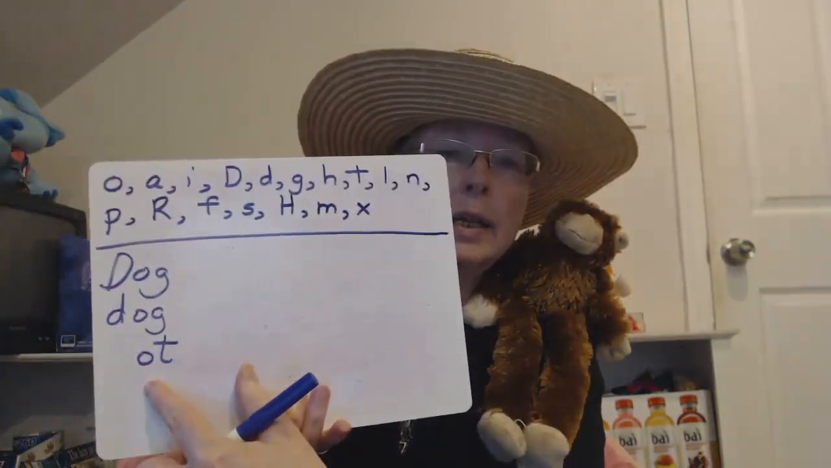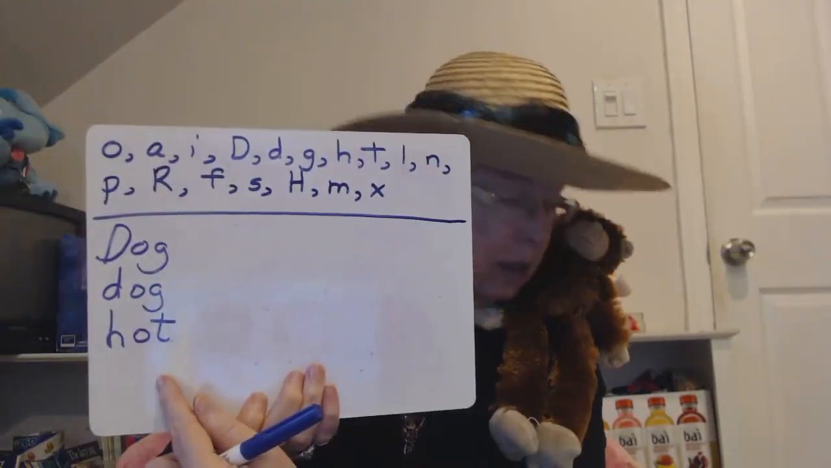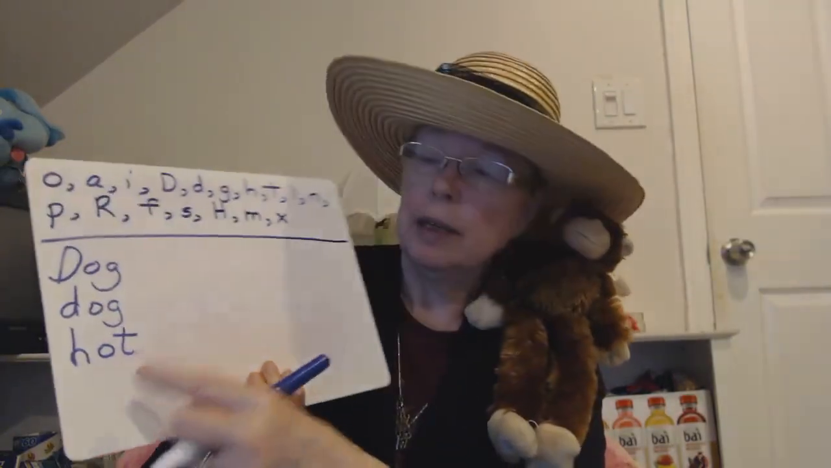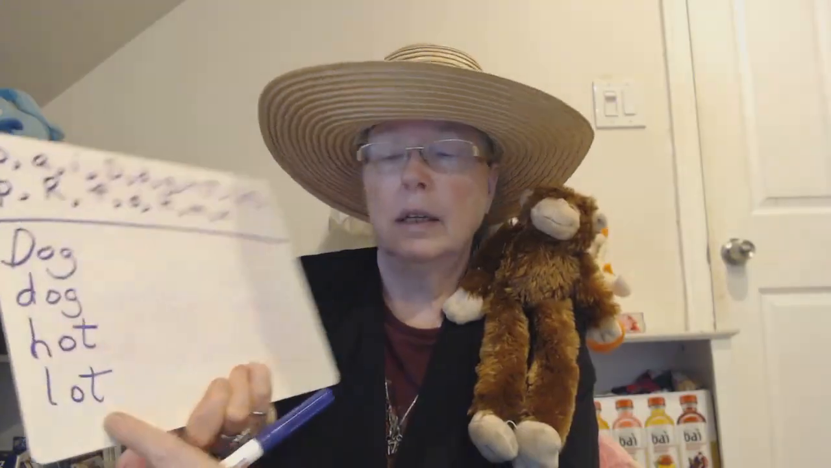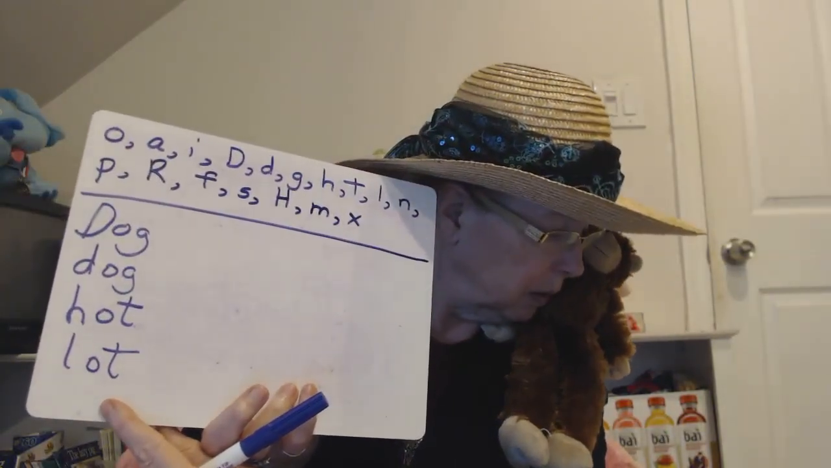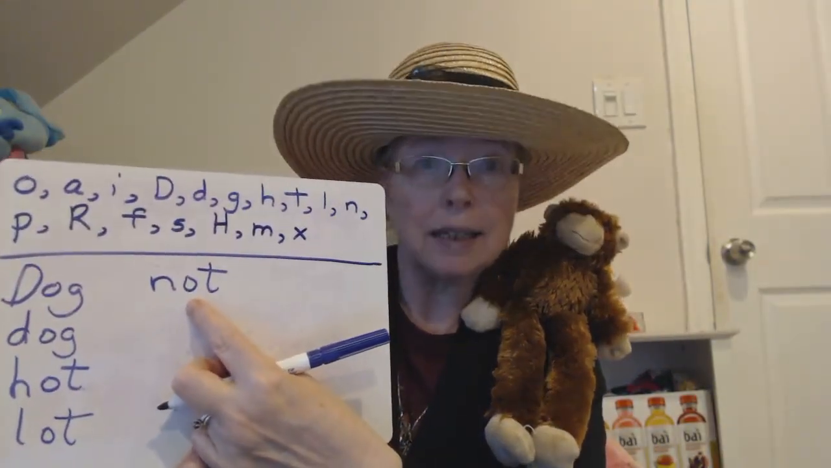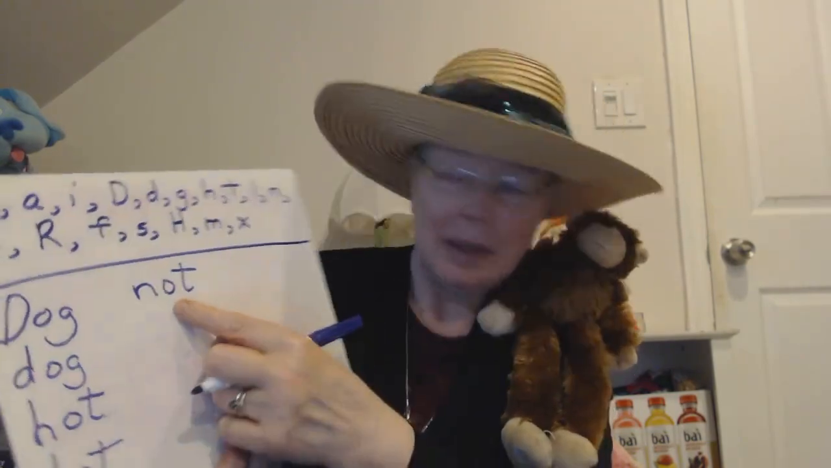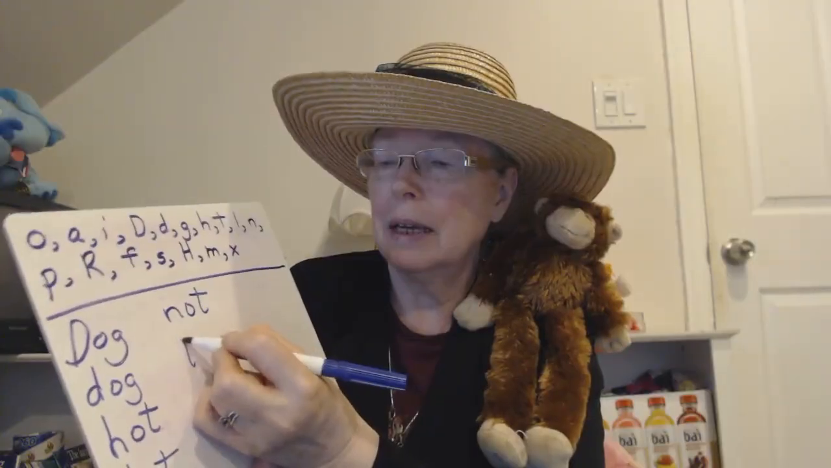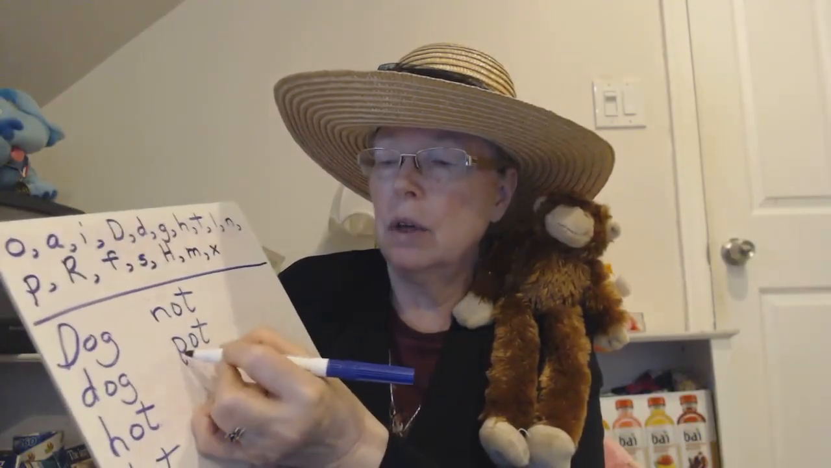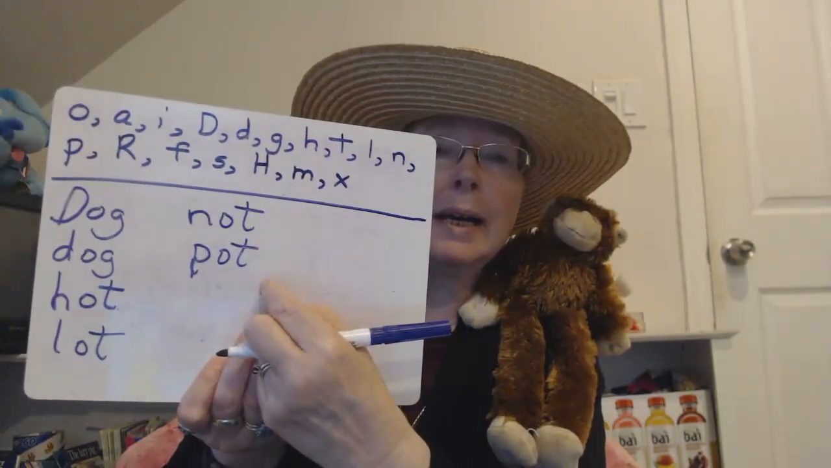All right, and then we go ahead and have an O and a T, and we get ot. We add an H in front of it, and we get hot. Take away the H, replace it with an L, and now you've got lot. Replace the L with an N, and now you've got not. Replace the N with a P, and now you have pot.